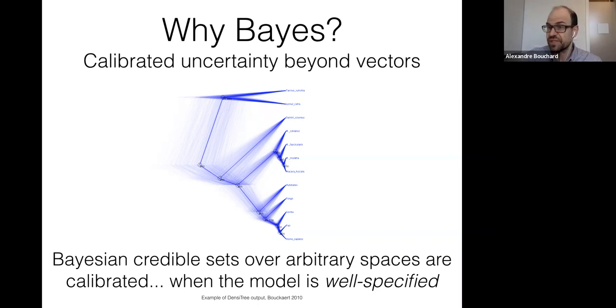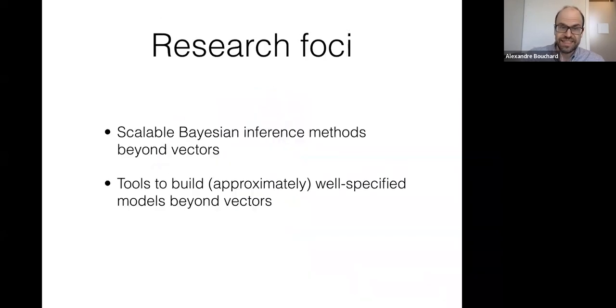Another catch, if you will, is that they might be harder to compute. So computationally, they might be very difficult. But often they might be the only viable option you have for a calibrated notion of uncertainty if you're going beyond vectors. And that explains a bit of the research foci in my lab right now. On one hand, trying to actually do this calculation, so having scalable Bayesian inference beyond vectors, and also building tools to build approximately well-specified models beyond vectors.